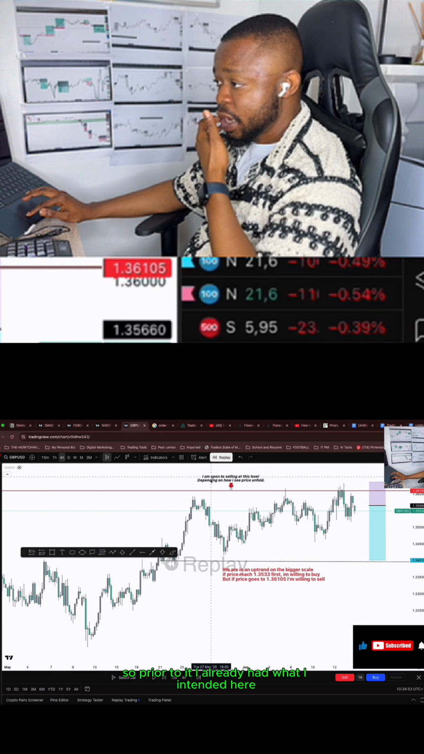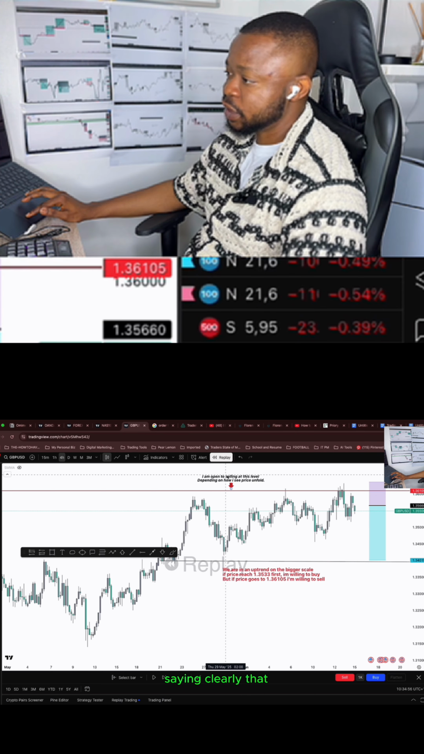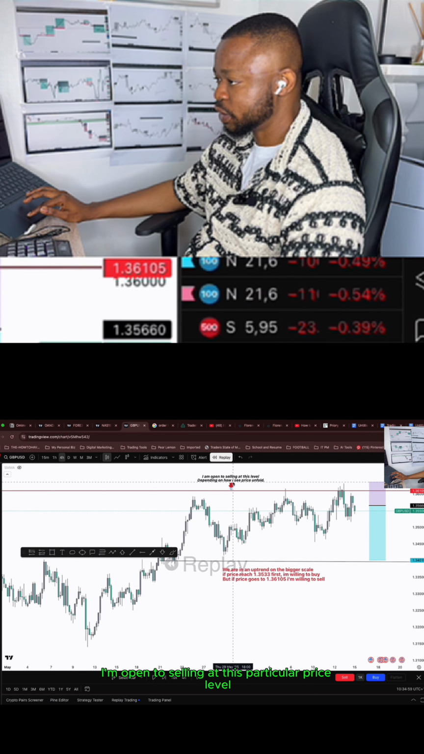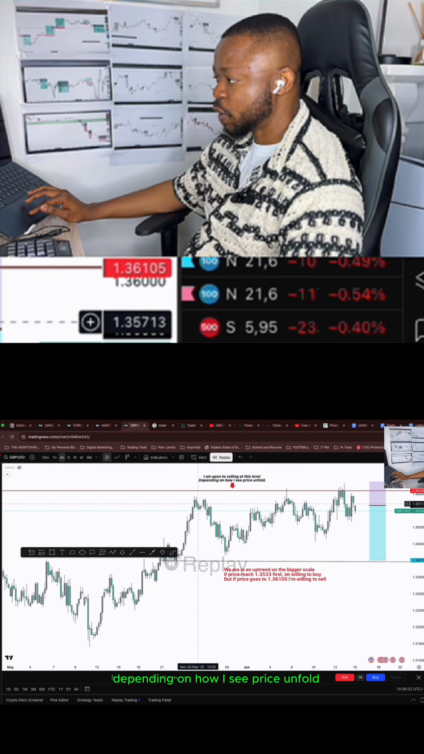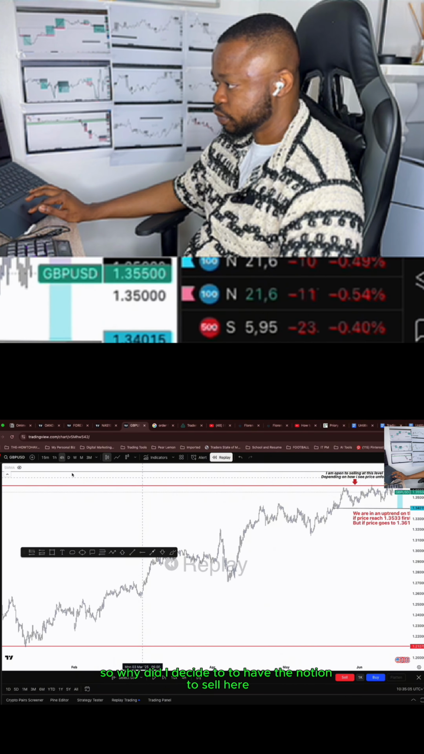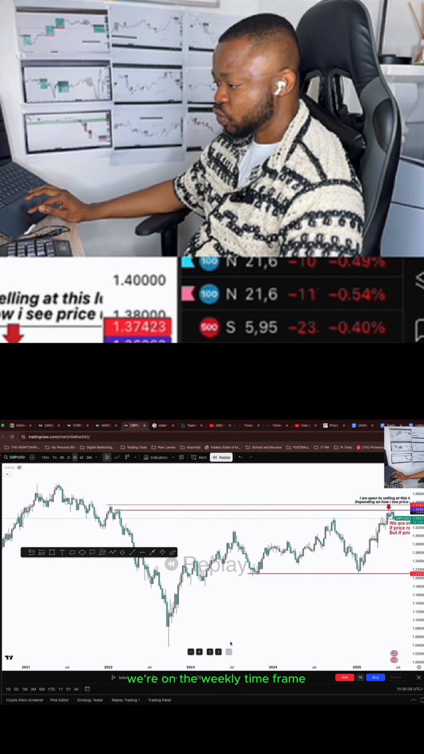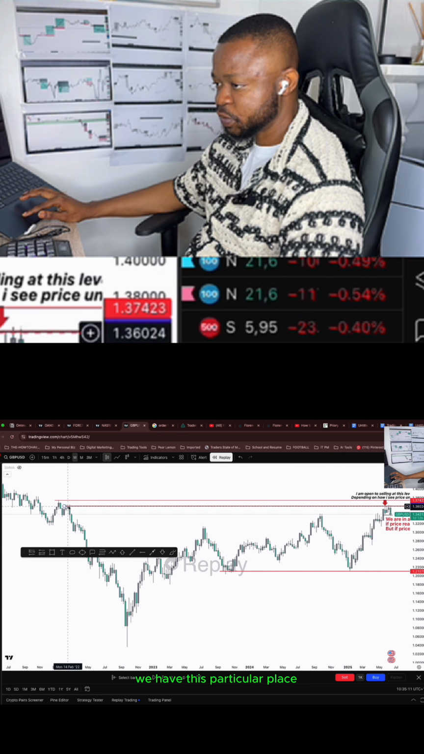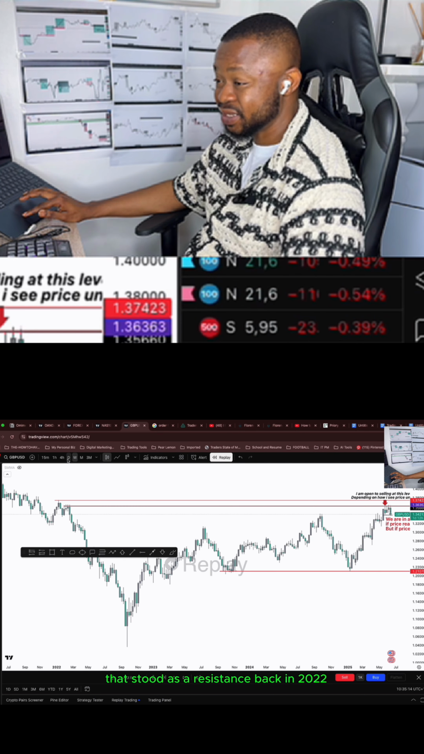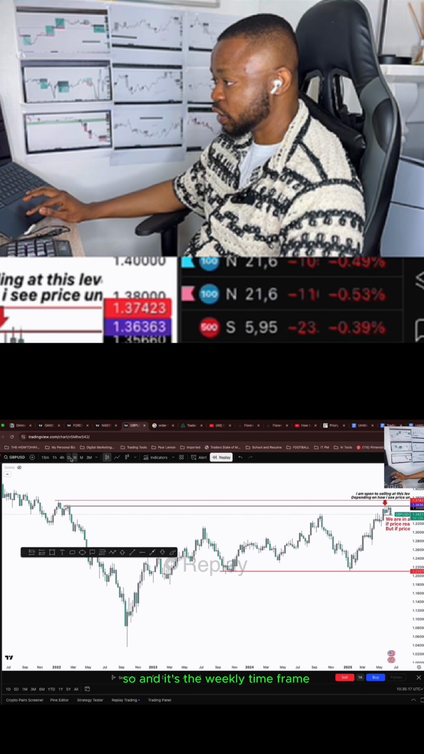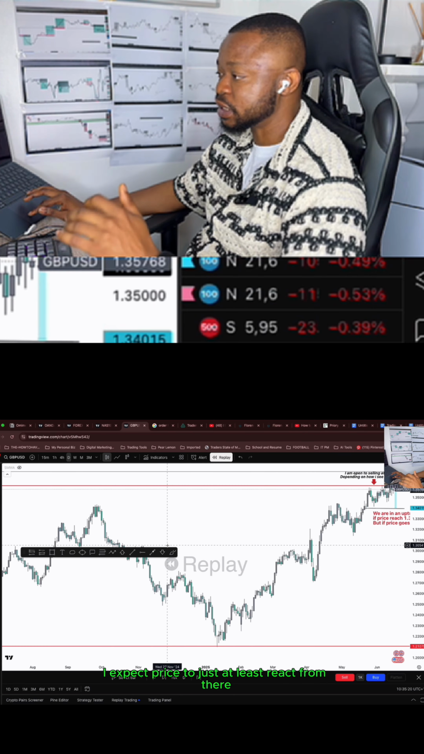Prior to it, I already had what I indented here, saying clearly that I'm open to selling at this particular price level, depending on how I see price unfold. Why did I decide to have the notion to sell here? We're on the weekly time frame. This particular place stood as a resistance back in 2022, and it's the weekly time frame. So I expect price to at least react from there.